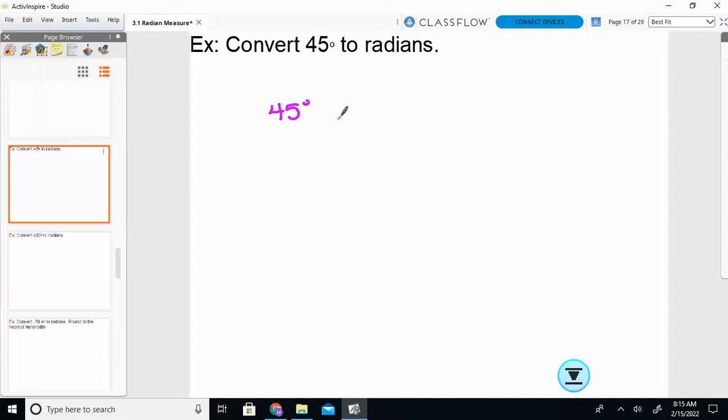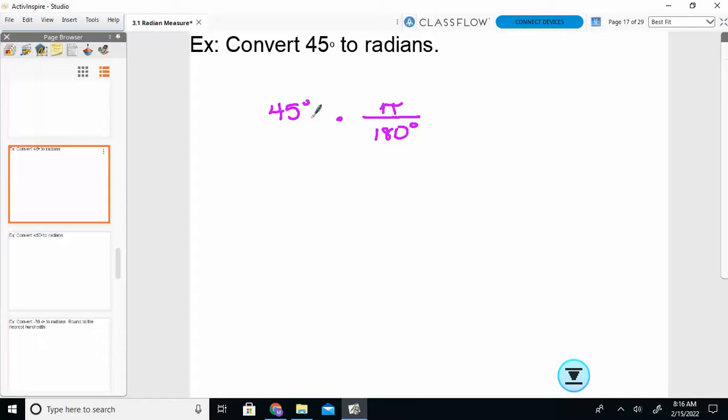If I have 45 degrees, I want to change it into radians. I want my degrees to cancel, so that would have to be on the bottom. What is my conversion between degrees and radians? 180 degrees is equal to pi radians. Or you could say 360 is equal to 2 pi. It'll work the same way. So I'm going to say 180 degrees is equivalent to pi radians, and I'm just going to multiply by pi over 180.